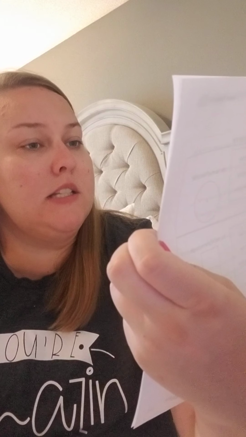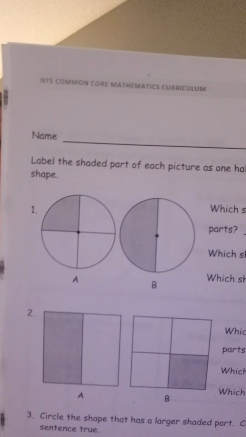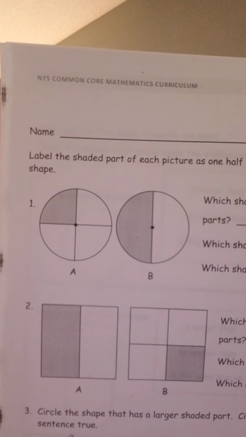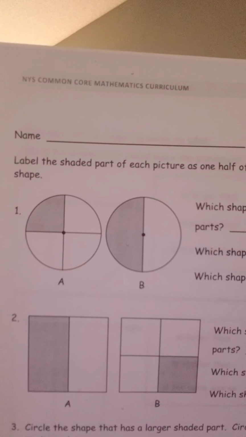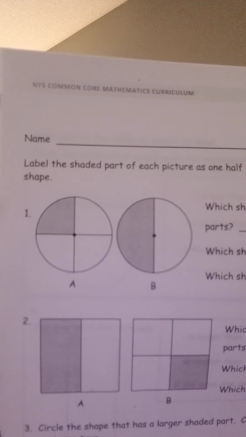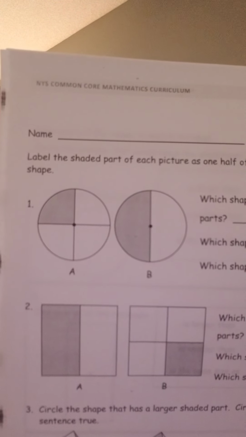Then which shape has larger equal parts? We'll look at the circles again. We know that A has more equal parts, but the parts of B are larger. And the last one, which shape has smaller equal parts? Well, we said that B has the larger equal parts, so then of course A has the smaller equal parts. Okay, so you're going to go through that.